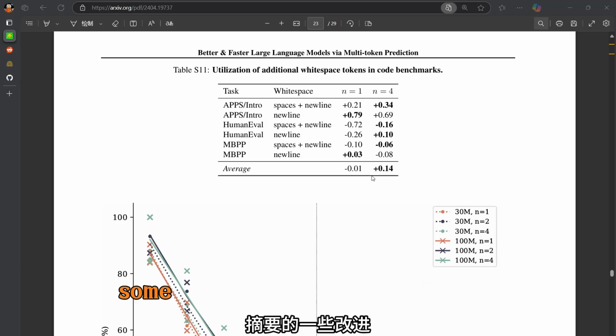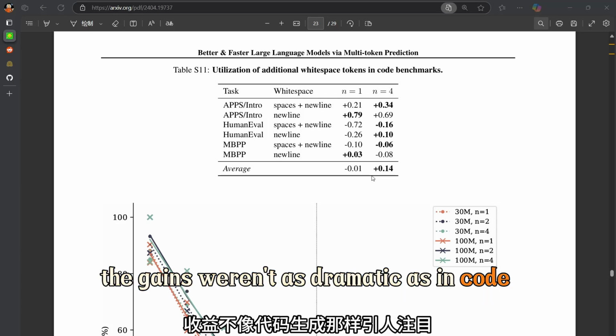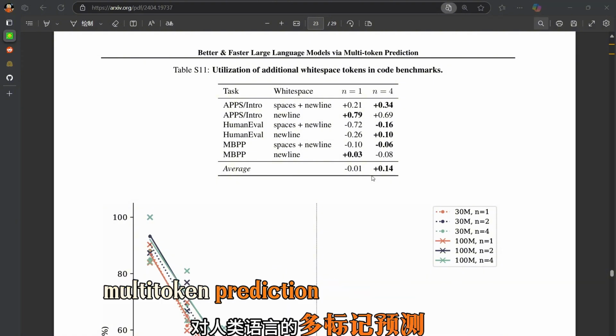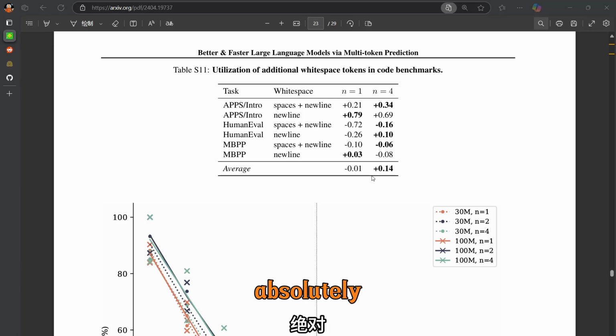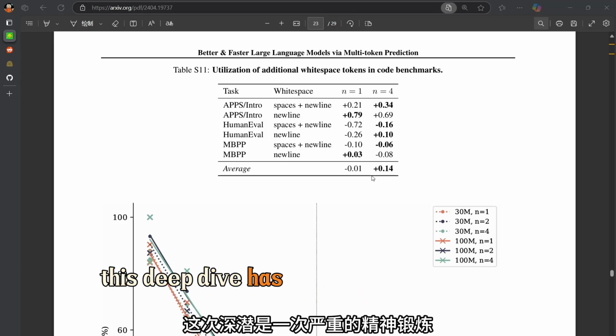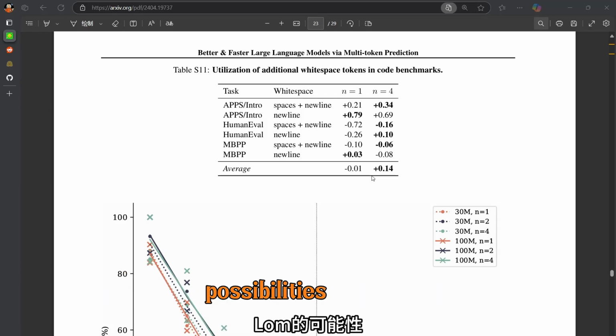While the paper showed some improvements in summarization, the gains weren't as dramatic as in code generation. We still have a lot to learn about how to effectively apply multi-token prediction to human language. Absolutely. It's a reminder that this research is a continuous journey. This deep dive has been a serious mental workout. Multi-token prediction is opening up many possibilities for LLMs.